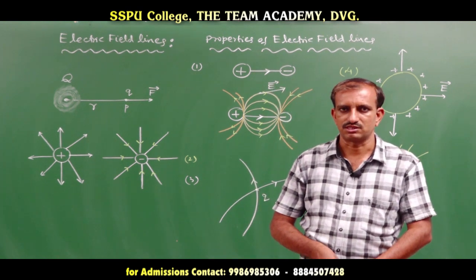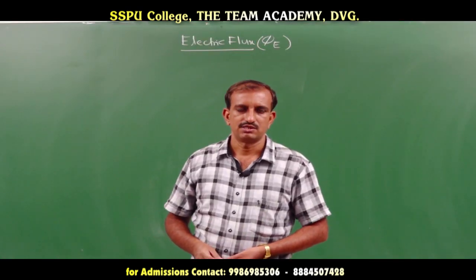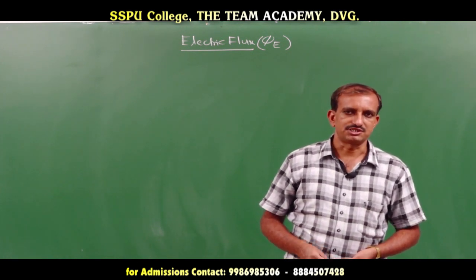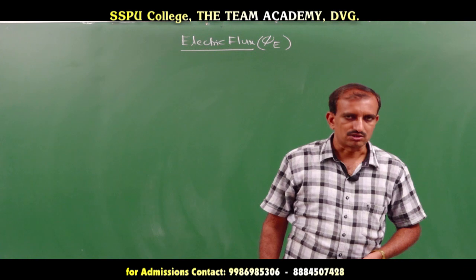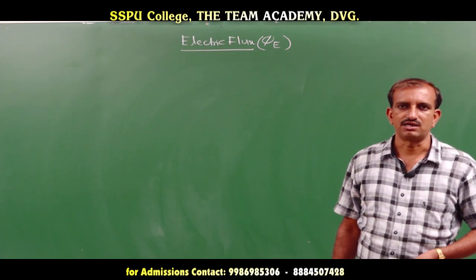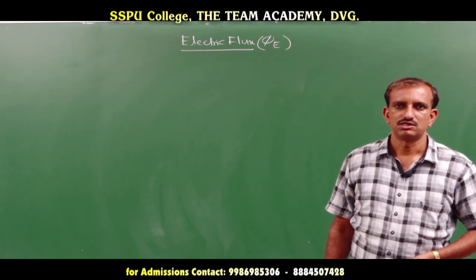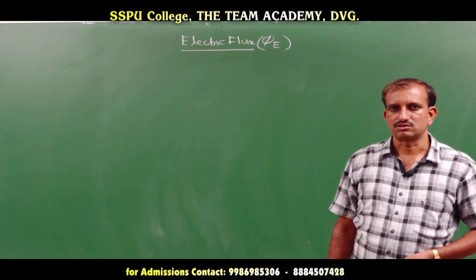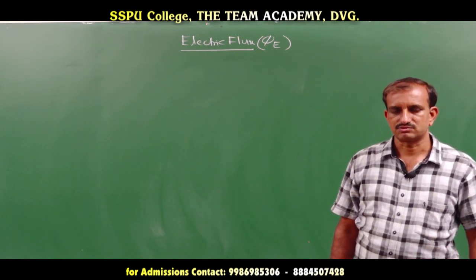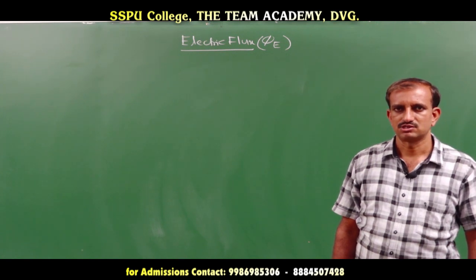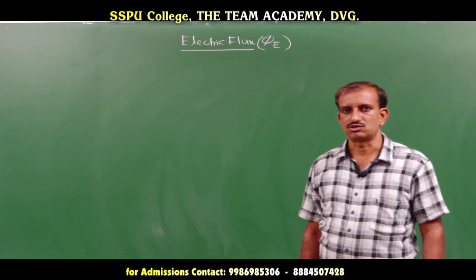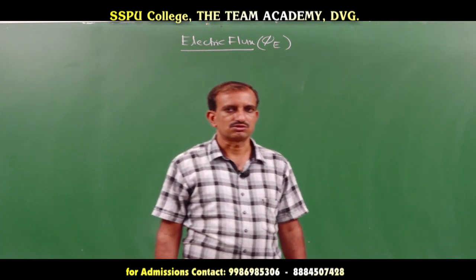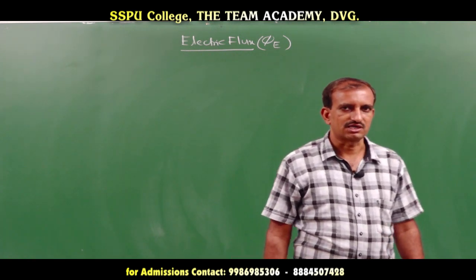We have just studied the electric field lines. An electric field line is an imaginary line drawn in an electric field along which a test charge tends to move. Now let us discuss the electric flux. What is electric flux? Electric flux means the total number of electric field lines passing normally through unit area.